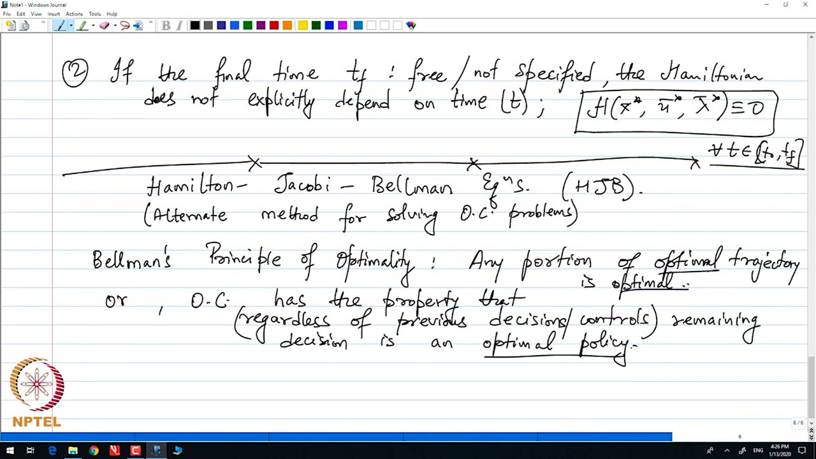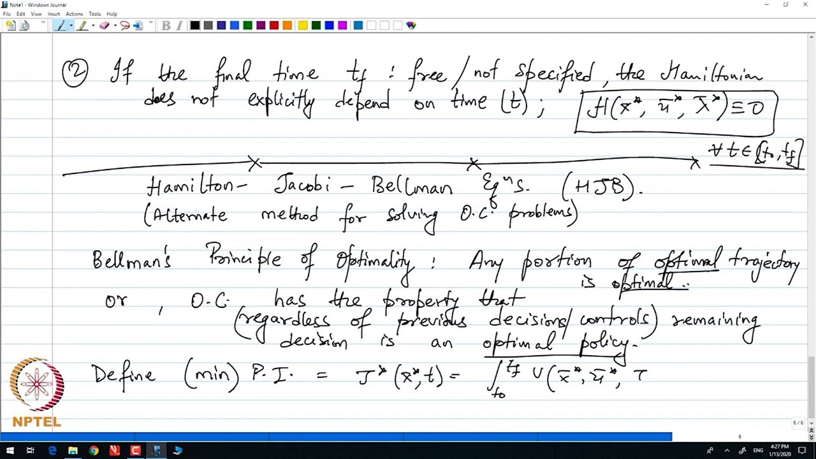Let us start our basic setup of the problem. We start by defining our performance index, the optimal or minimal performance index evaluated at the start condition. We define the minimal performance index to be J star of x star comma t, which is the integral from t0 to tf of v of x star u star tau d tau. Let me denote this equation by 1. Our interest now is to find the initial value of this functional at time point t0, that is, the starting value of this functional which leads to this optimal solution.